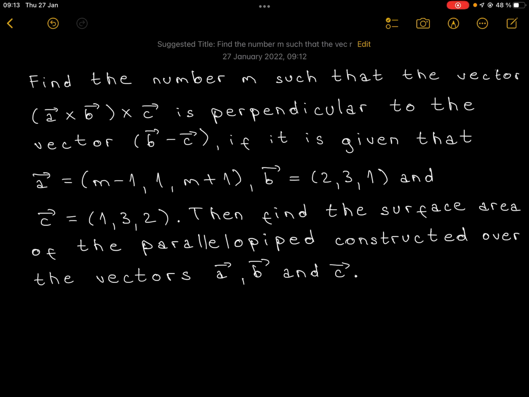So hello everybody, today we're going to be doing a nice little linear algebra problem. Namely, we're going to be dealing with vectors and vector products today.